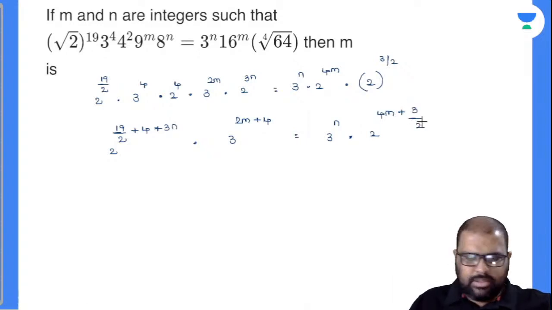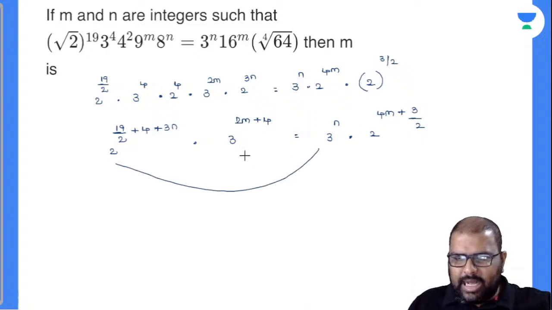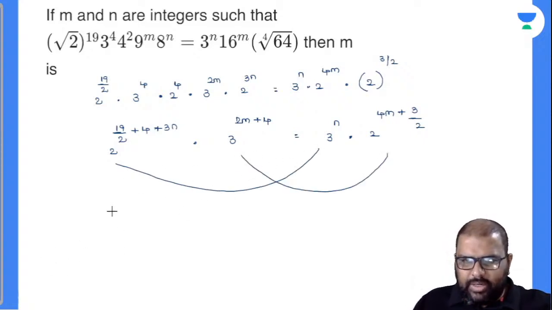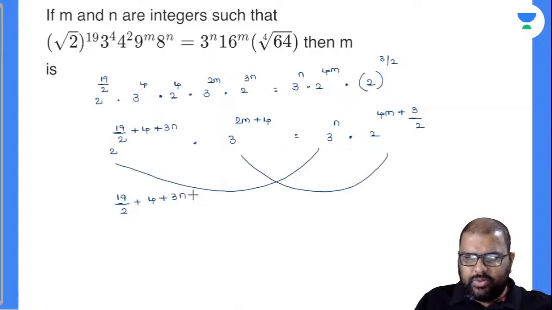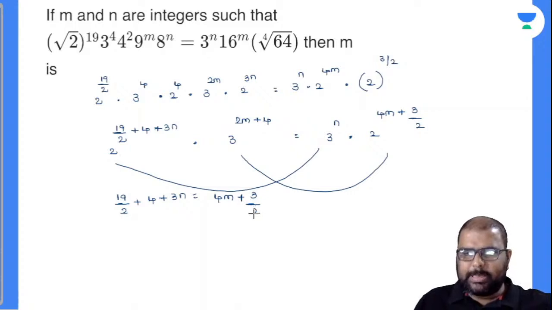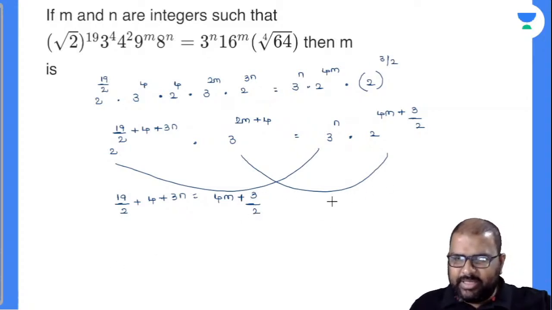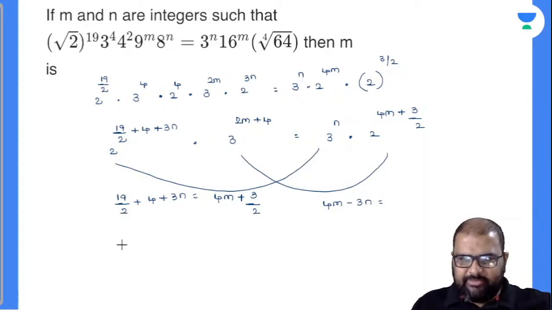Can I take down this? So I can equate LHS and RHS. So can I write down like this? So finally, 19 by 2 plus 4 plus 3n is equal to 4m plus 3 by 2. So I can form the equation there: 4m minus 3n is equal to, so see here, 19 by 2 minus 3 by 2. LCM will be 2. So I'll write down this as 19 plus 4 2s are 8 minus 3.